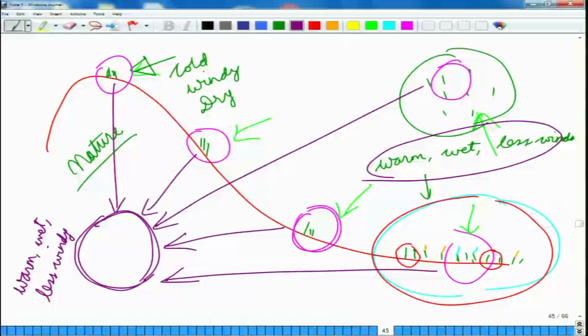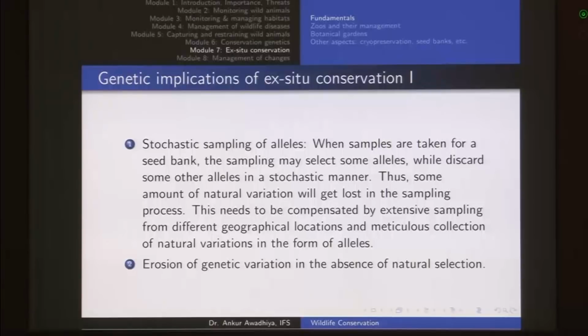So in the case of the natural system, you were having a very wide amount of variation in the environment. So you were also having a very wide amount of variation in the alleles. When you are bringing all of these together in just one small area, then those individuals that were better adapted to this area will have more reproductive fitness. So with time you will go on losing a number of alleles, a number of variations. So this is another genetic implication of an ex-situ conservation method, that you observe genetic erosion, or the erosion of the genetic variation in the absence of natural selection.